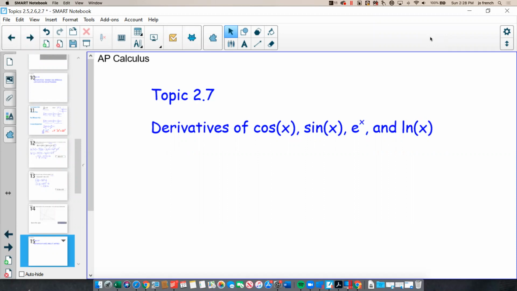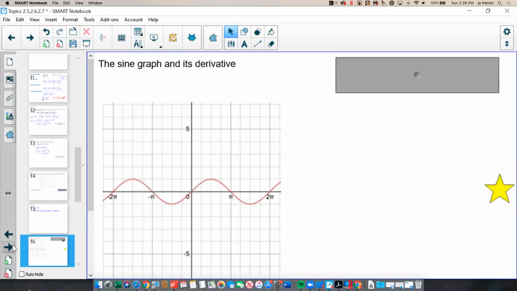So we're going to be looking at several functions that have their own unique derivatives, and we're going to explore these derivatives graphically instead of proving them algebraically. First, let's look at the graph of the sine graph. Let's look at sine of x first.